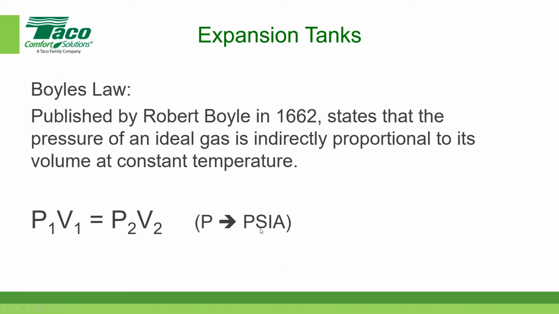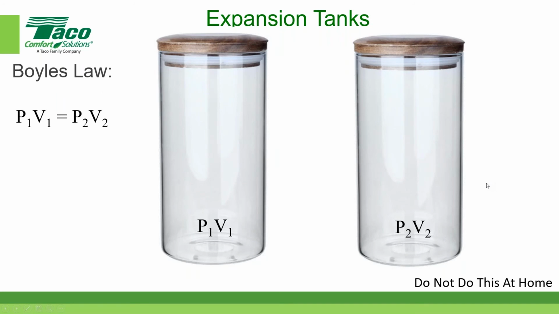I put P, pounds per square inch absolute, the absolute pressure times the volume in one condition for a fixed container is equal to the pressure and the volume in that same container. Now we're talking about the air volume, because this pertains to air, which is a compressible fluid. So by demonstration, let's just look at a couple of containers.